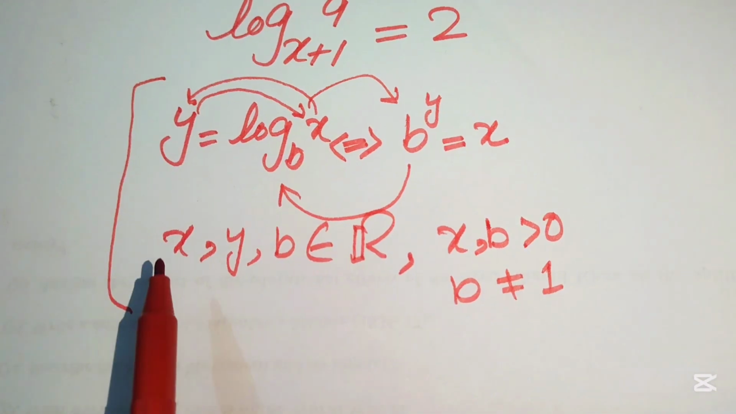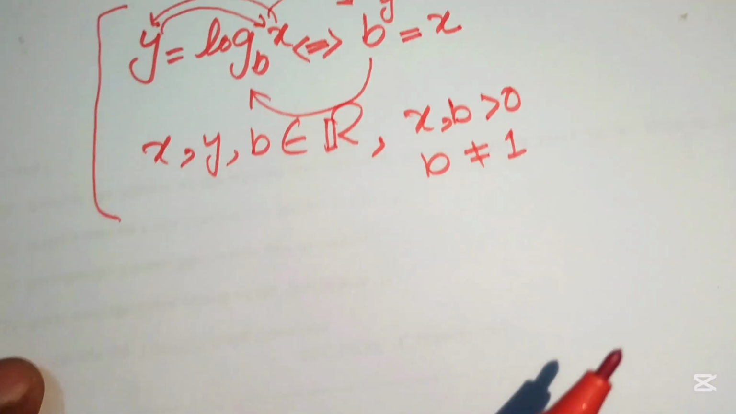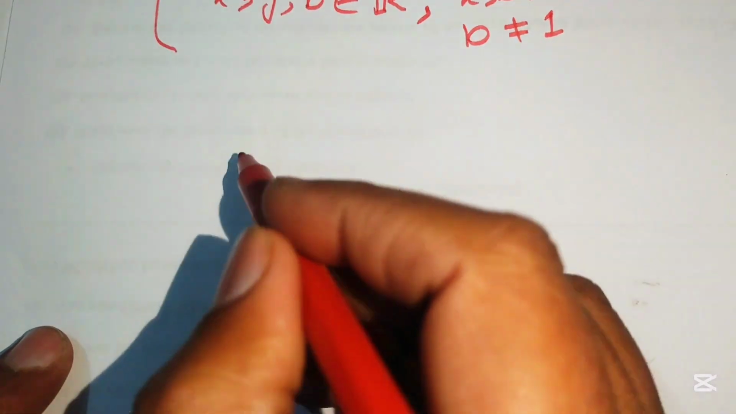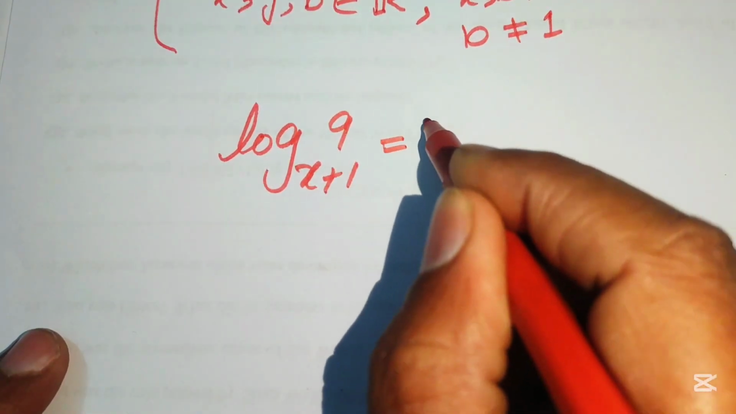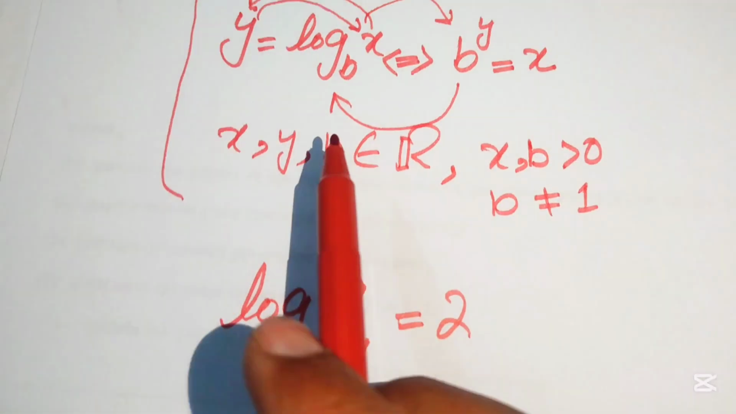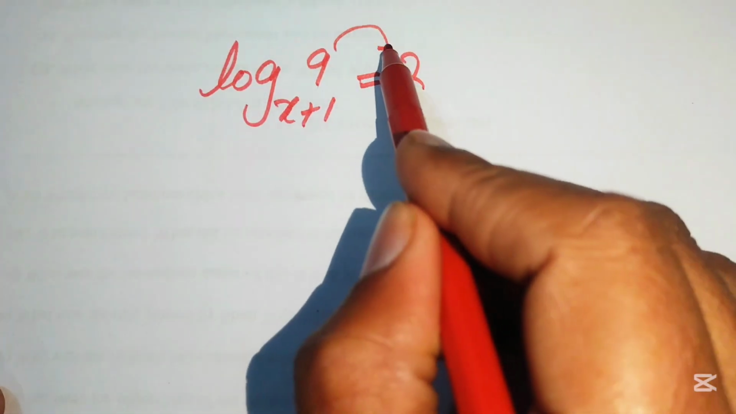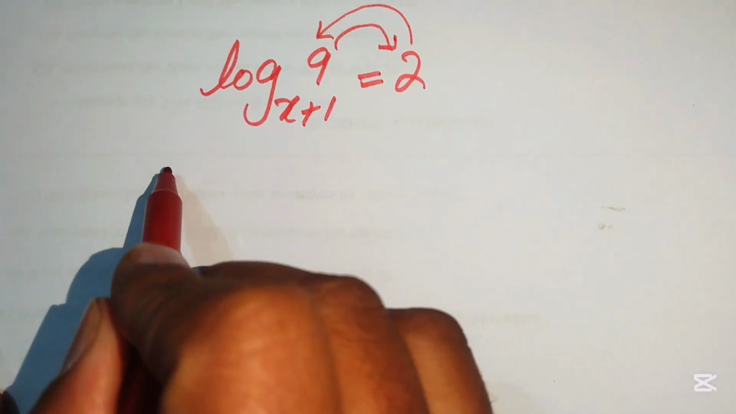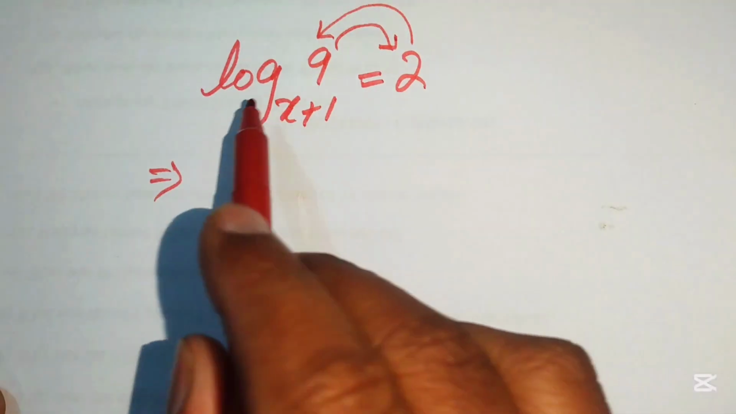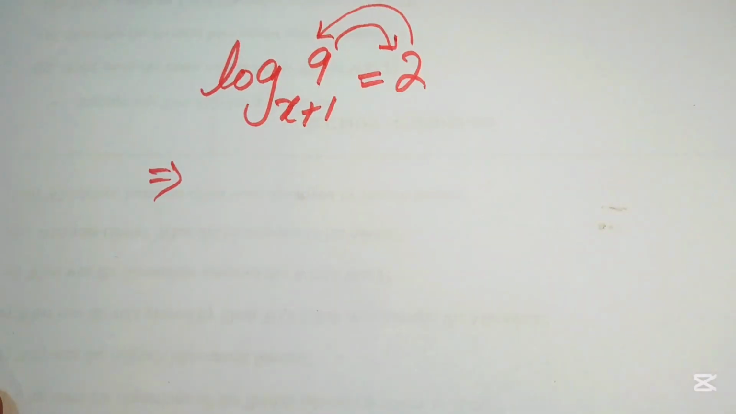Now we need to apply this definition of log, and we can find the value of x in this problem. So I copy down the given question, and you see that we have log of 9 with base x plus 1 equals 2. According to this definition of log, we move this 9 in the place of this 2, and we move this 2 in the place of this 9. When you interchange these two values, you eliminate the log here.